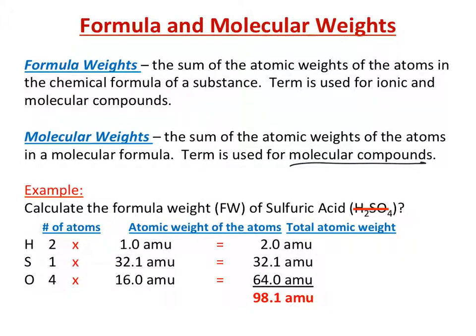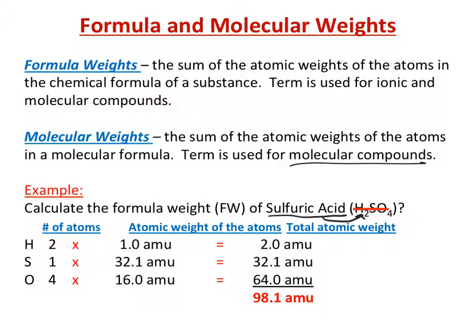So, when we go to calculate formula weights or molecular weights, the first thing we have to do is convert the name of the compound, such as sulfuric acid, into its chemical formula. You see here that it's struck out, and the reason that I've struck it out is to show that you really need to make sure you know the nomenclature, because if I asked you how to calculate the formula weight of sulfuric acid, you would need to know that is H2SO4.